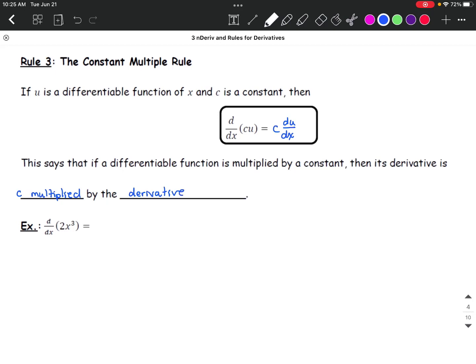So in other words, the derivative with respect to x of 2x to the 3rd is: keep the 2 times, now what's the derivative of x to the 3rd? We bring down that exponent 3, keep the x, the new exponent 3 minus 1 is 2. Now we multiply monomials. 2 times 3 is 6x squared. There is our final derivative.